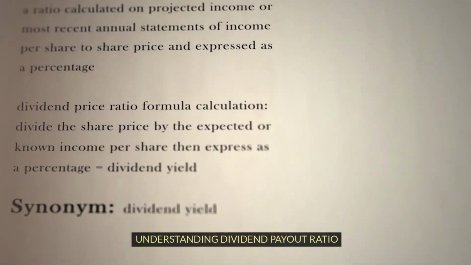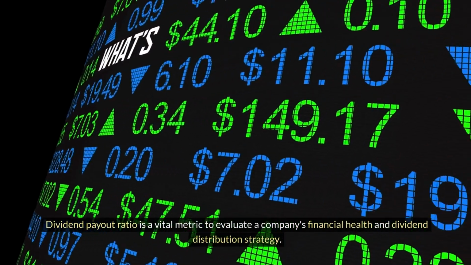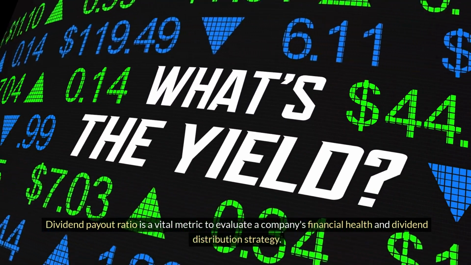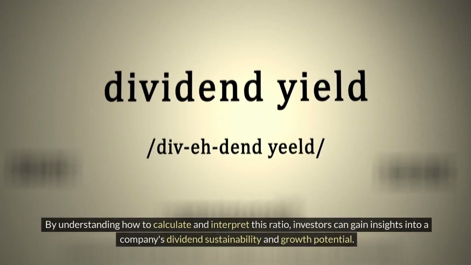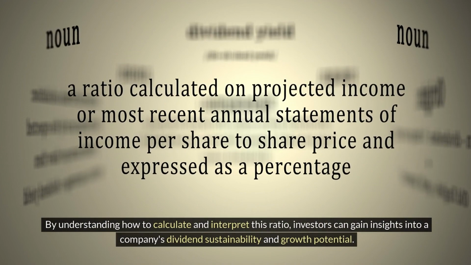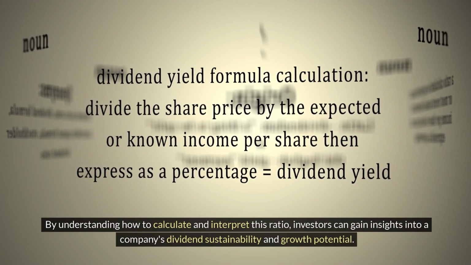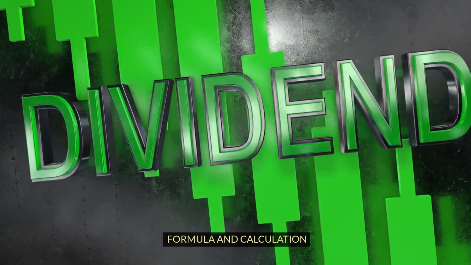Understanding dividend payout ratio. Dividend payout ratio is a vital metric to evaluate a company's financial health and dividend distribution strategy. By understanding how to calculate and interpret this ratio, investors can gain insights into a company's dividend sustainability and growth potential.